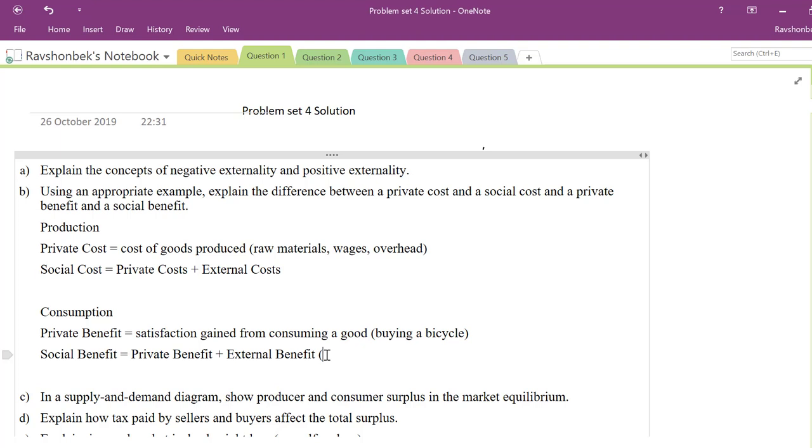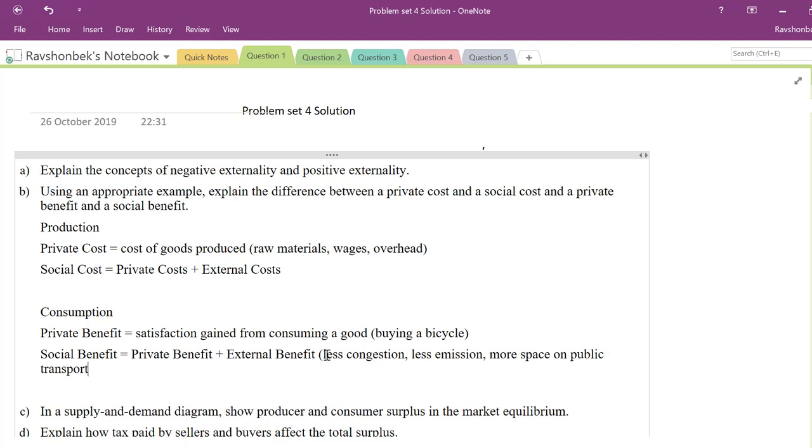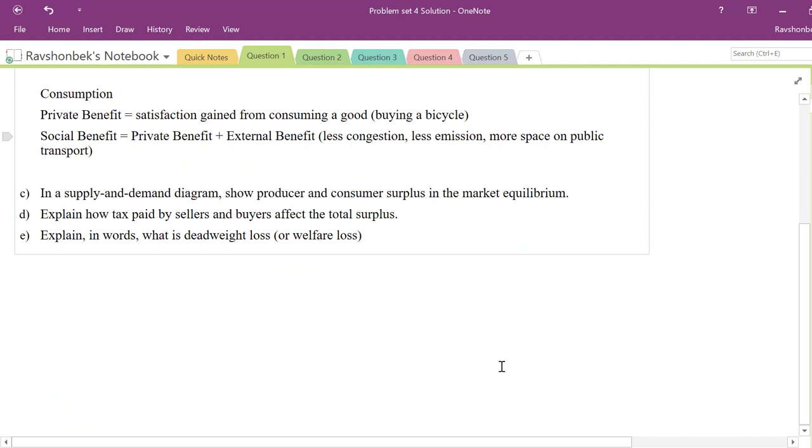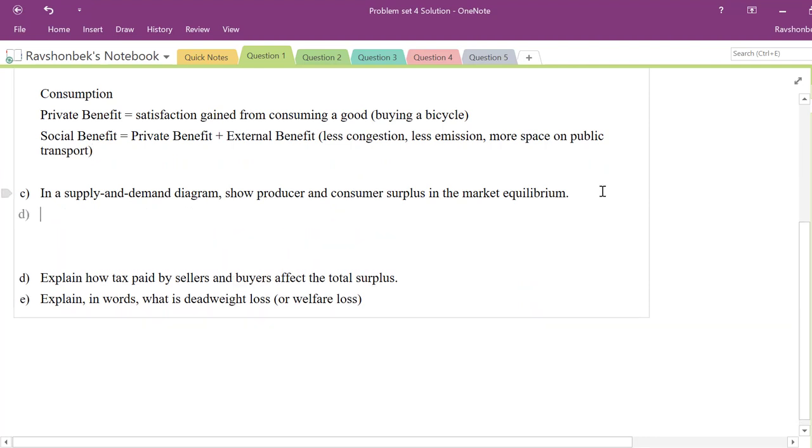Yeah. So let's say less congestion, less emission, and what else could be more space on public transport, because you're not driving a car. Less congestion, you are riding a bicycle, less emission, and there's also more space on public transport since you are just riding a bicycle. Right. And you will also be healthy. You will keep fit, let's say, by riding a bicycle instead of driving.